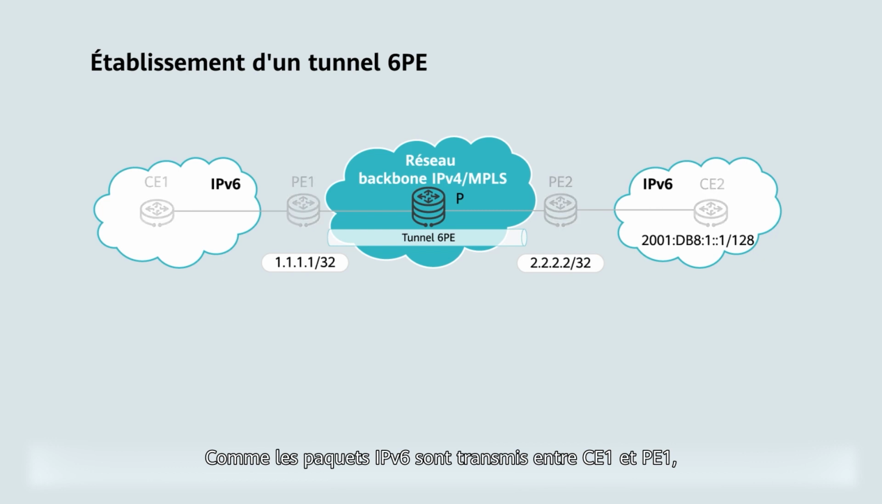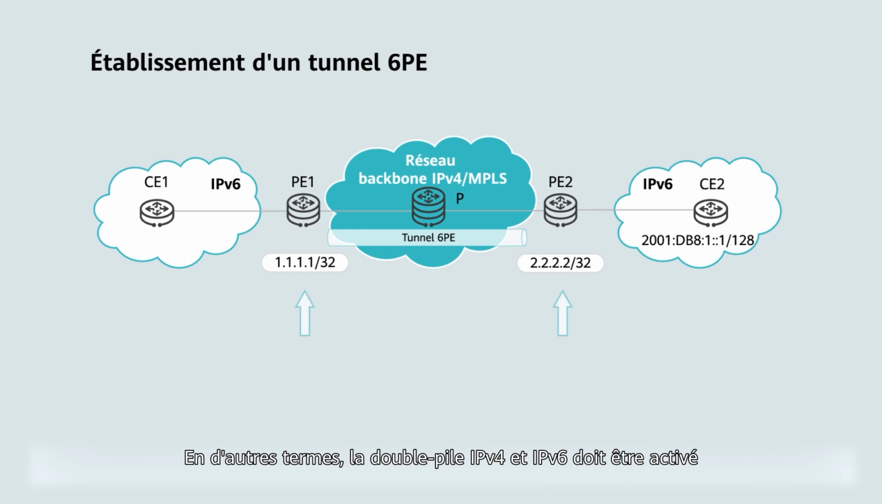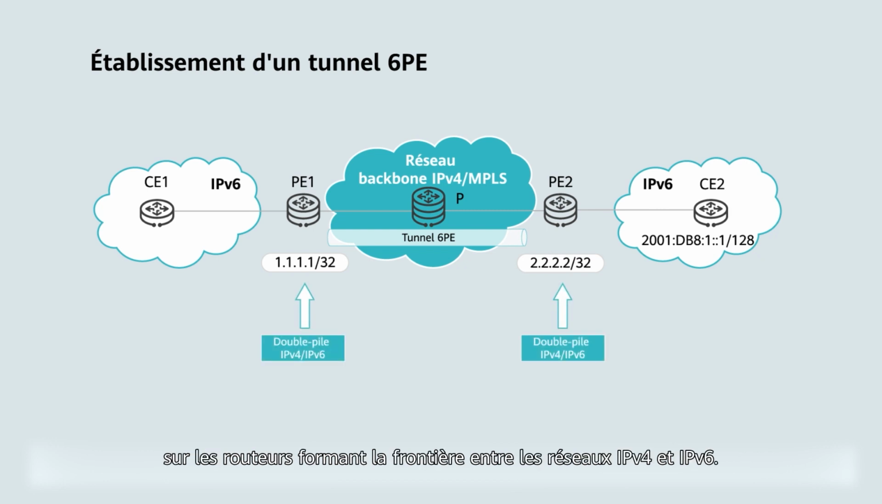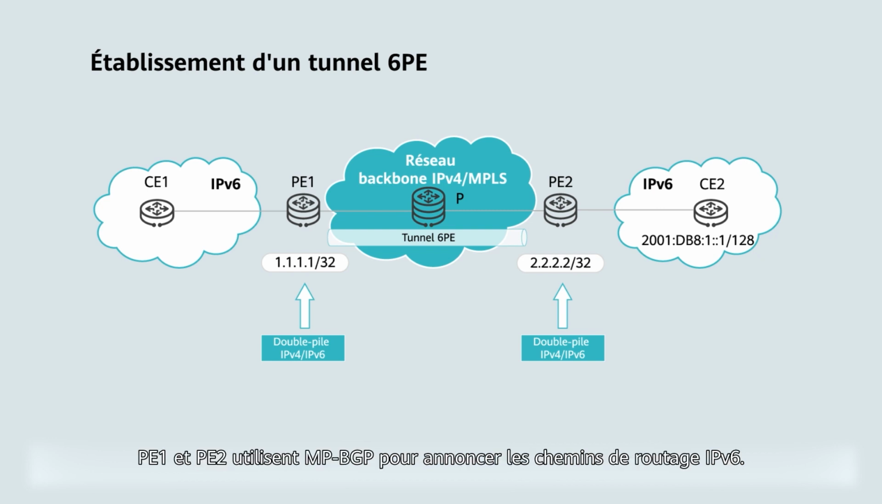Because IPv6 packets are transmitted between CE1 and PE1, and between CE2 and PE2, and IPv4 packets are transmitted between PE1 and PE2, PE1 and PE2 must be able to process both IPv4 and IPv6 packets. In other words, IPv4 or IPv6 dual stack must be enabled on border routers between the IPv4 and IPv6 networks. Other nodes only need to maintain the IPv4 stack.